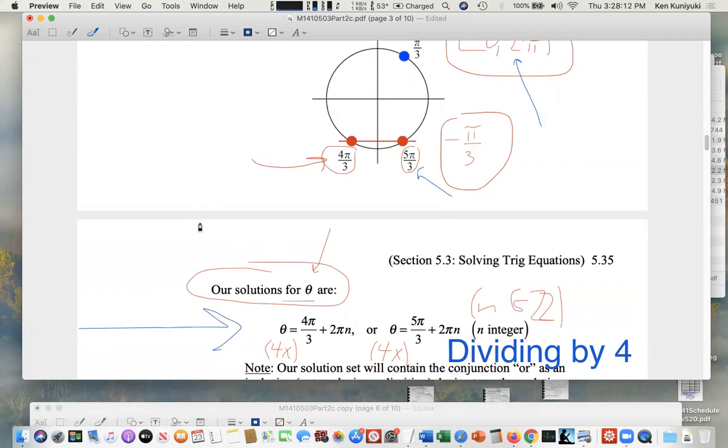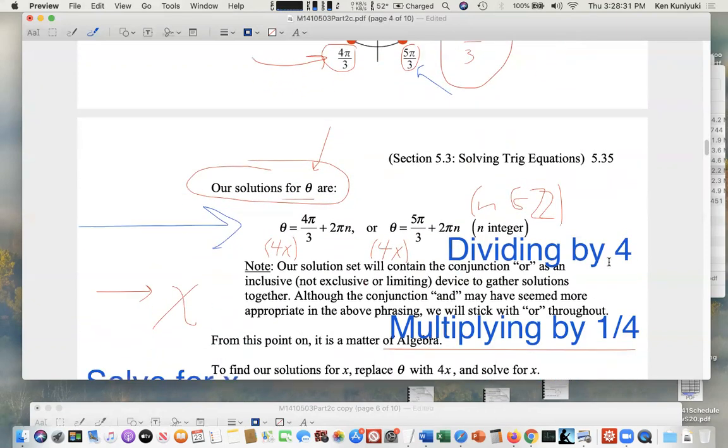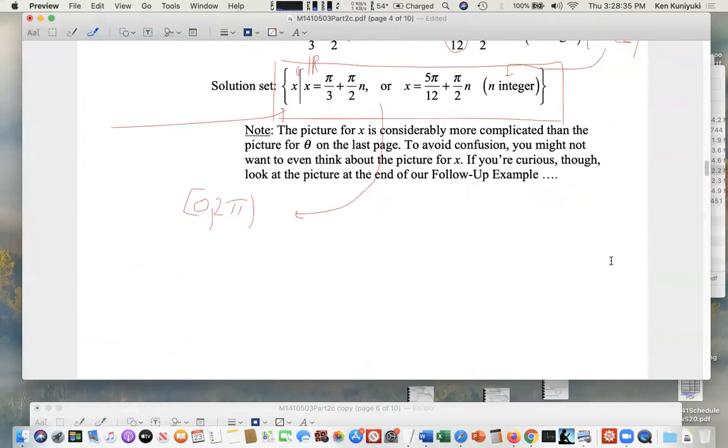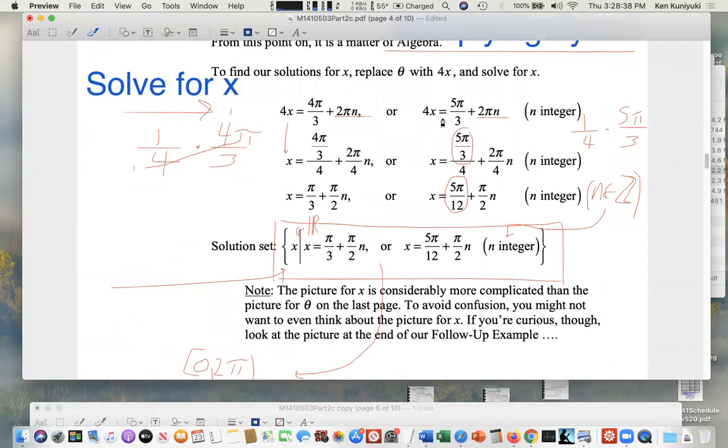Now, how do the solutions for x compare? Well, you can imagine all these solutions, line them up, divide all these by 4, and pick the ones that are between 0 and 2 pi. So that's sort of the philosophy behind what Ron Larson is doing, but operationally, step by step, I think my process is clearer. So what do we do? We replace theta with 4x, we do our division by 4, and we get this as our general solution set for x.